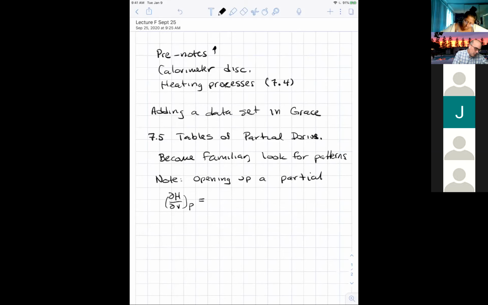Well, by opening up, what I'm going to do now is introduce a new dependency on a variable that's natural. So what we're going to try to do here is introduce a t dependence into this partial. In other words, I'm going to create dH by dt, and this is still going to be constant p.